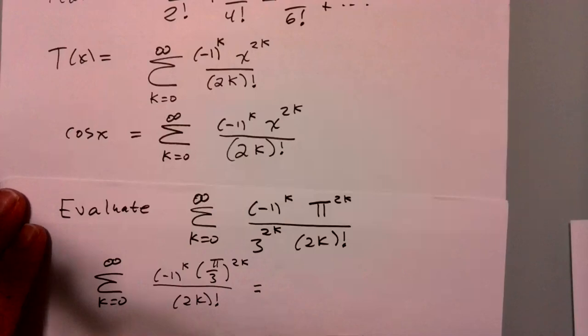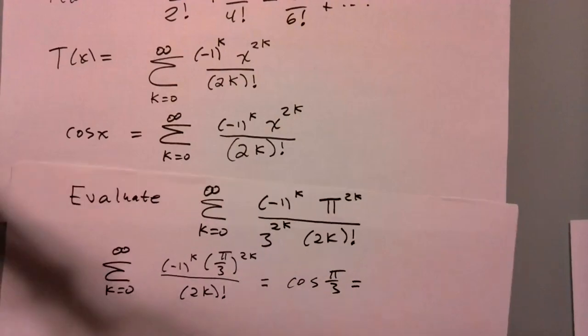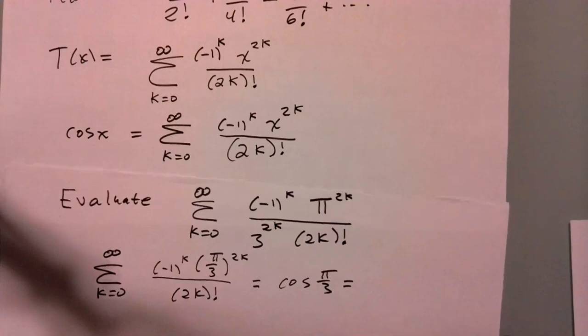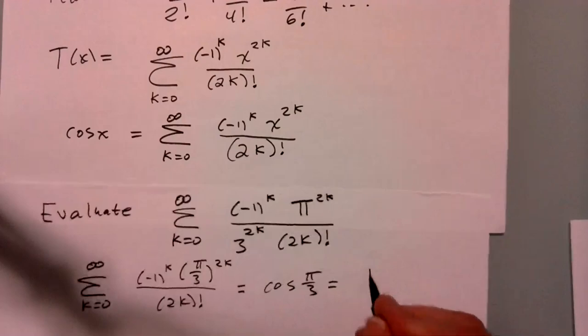Very good. Do we know what cosine of pi over 3 is? Who knows what cosine of pi over 3 is? Masaki also agrees, as does Farouk. But what is cosine of pi over 3? Who knows the answer? Cosine of 60 degrees is how much? There we go. 1/2. Very good.